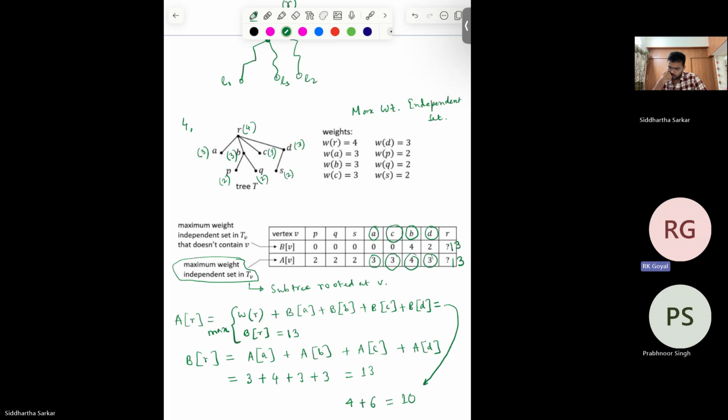No. So this is the simple DP algorithm for finding the maximum weight independent set in trees. This problem is notoriously hard for graphs. It is one of the hardest problems when it comes to solving optimization problems in general graphs. And even in special cases, it is most of the time very hard. But for the special case of trees, it is polynomial time solvable using this dynamic programming approach.